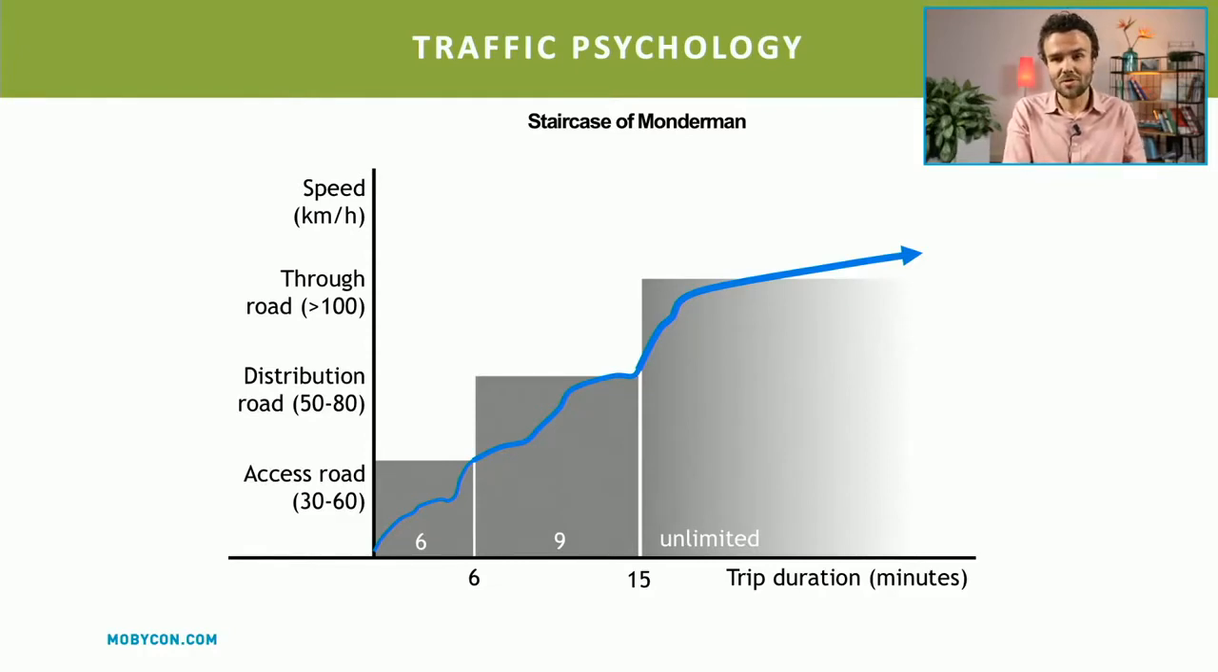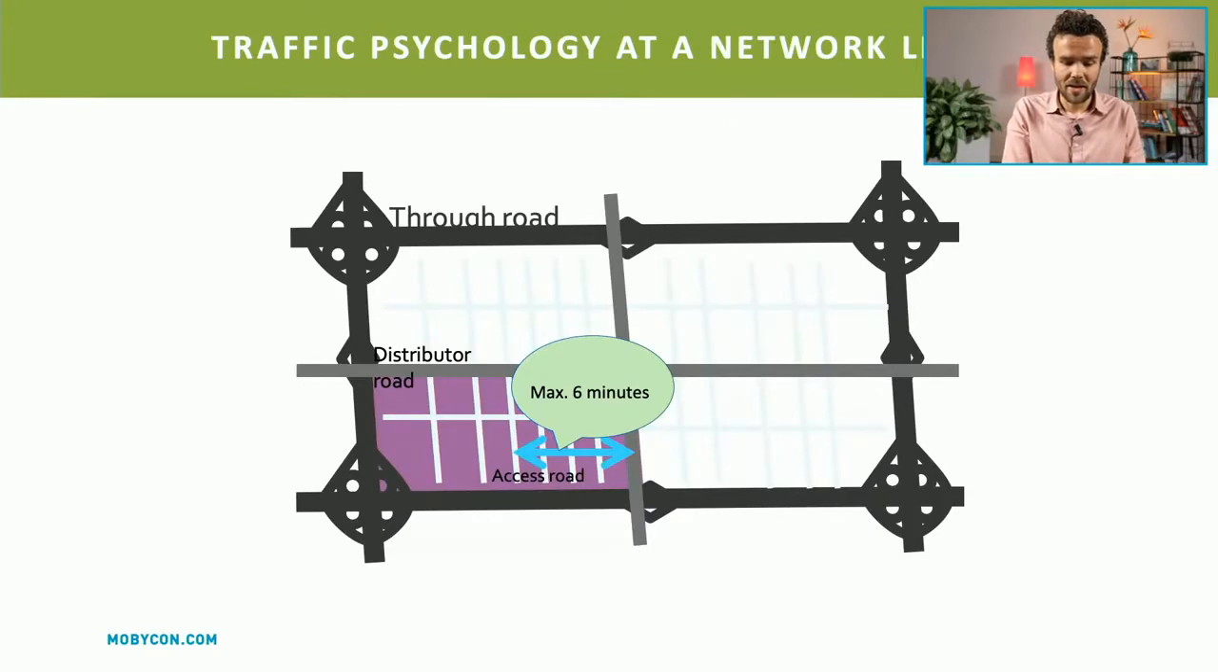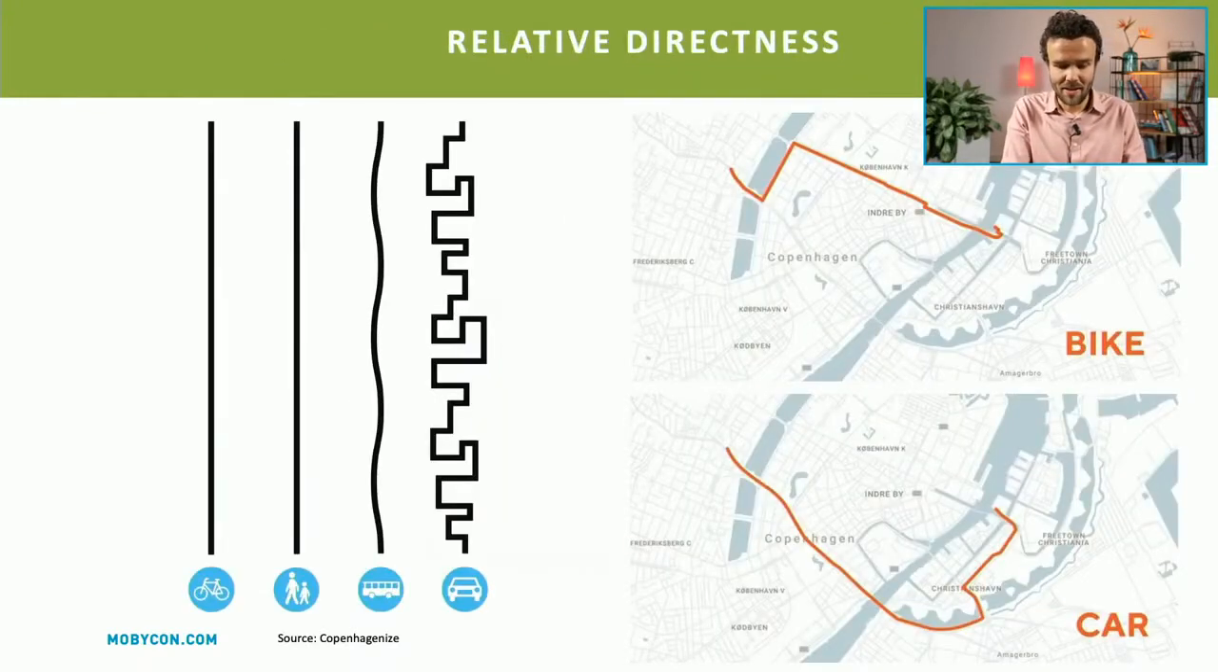But that means that you can't make people drive for more than about 6 minutes on a 30 kilometer per hour street before they have to reach a 50 kilometer per hour street. Otherwise, they'll start speeding up and you're really going to see some safety impacts. And that's been translated very well in the network that we'll see in a minute. I'm going to skip this slide.